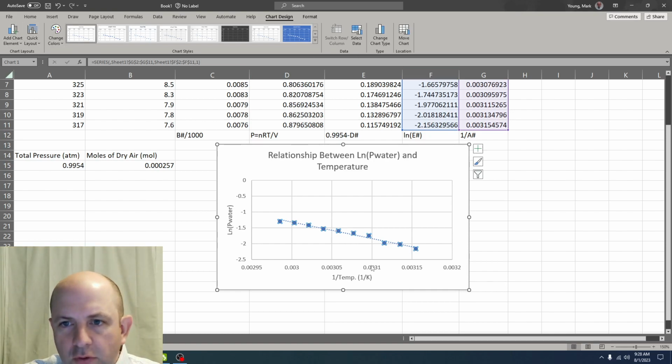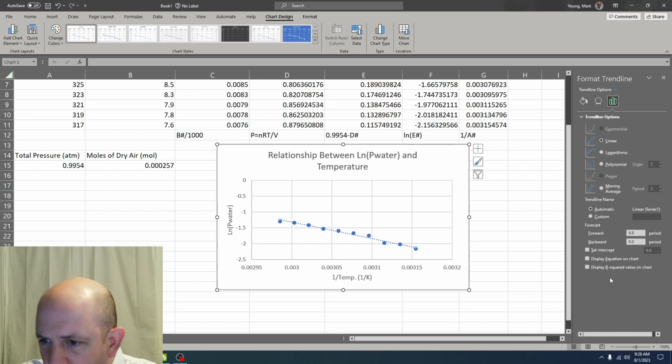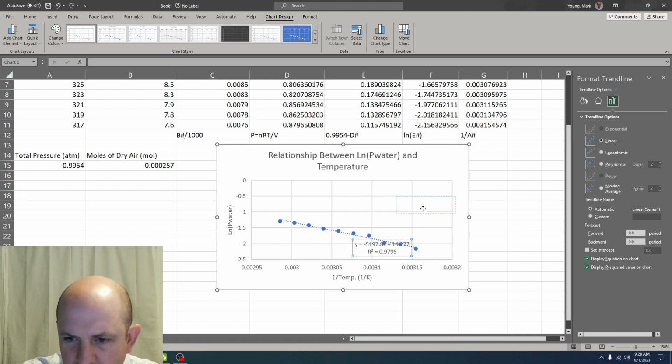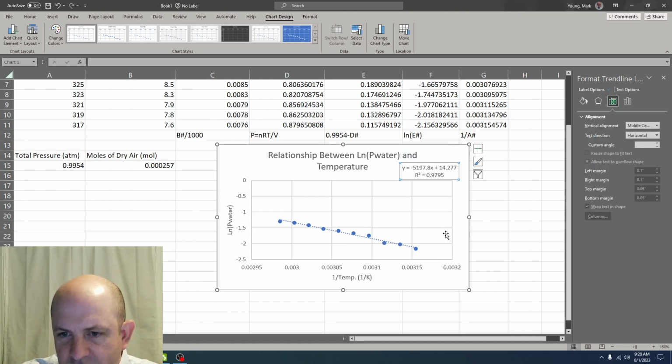And if we need to format that, right click, format trend line. You always want to display the equation on chart and display the R squared. And then we always move it to where it's kind of out of the way. So we get this slope of -5,000, okay. R squared of 0.979, not the greatest, but it's not terrible.